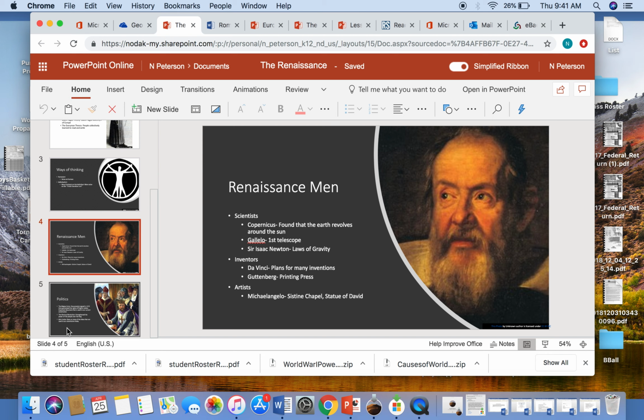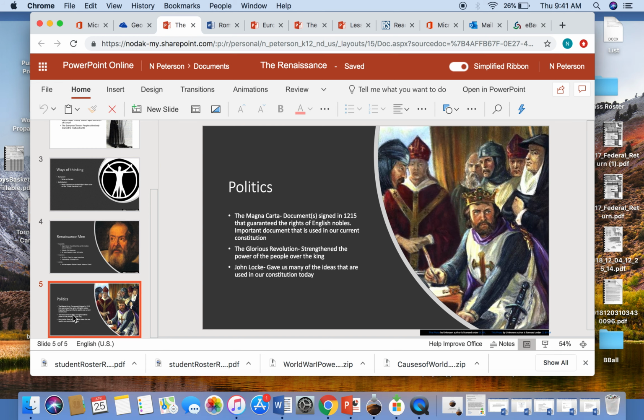And then Johannes Gutenberg invented the printing press, remember. What it allowed people to do was read basically the Bible in everyday language, or vernacular. And then artist, I have Michelangelo. Then the politics, Magna Carta. Remember, the Magna Carta was one of the first documents that took rights away from kings.